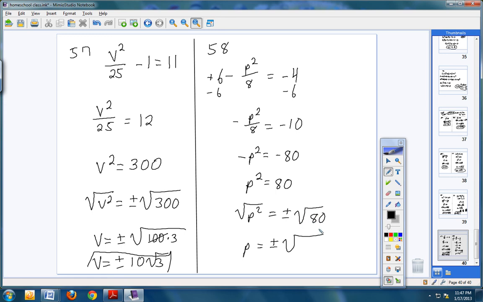4 goes into 80, and 4 is a perfect square. But if you use 4, you have to use 4 again twice. I'm going to go with the biggest number, which is 16. 16 times 5 is 80. Okay? And 16 is a perfect square. So my final answer is, put your plus minus first, cross off the 16, put a 4 on the outside, and a 5 on the inside.